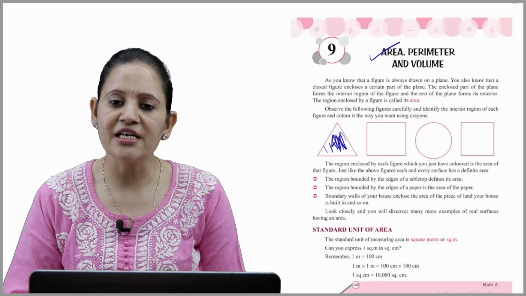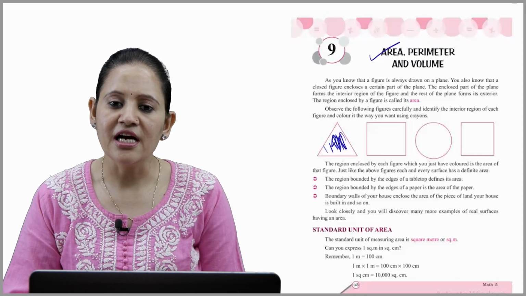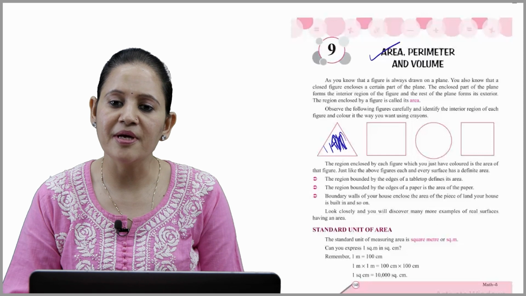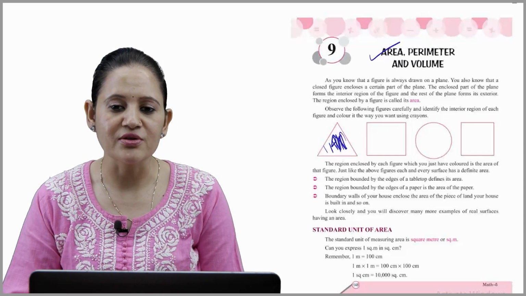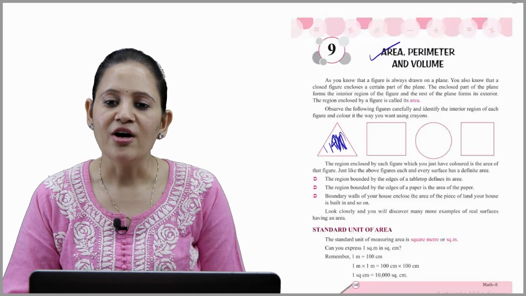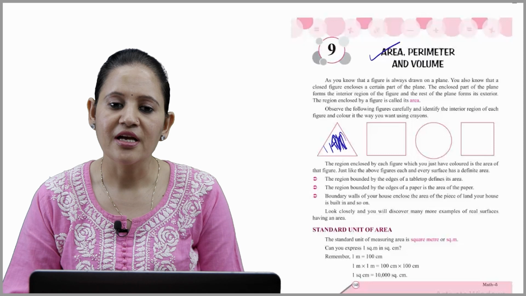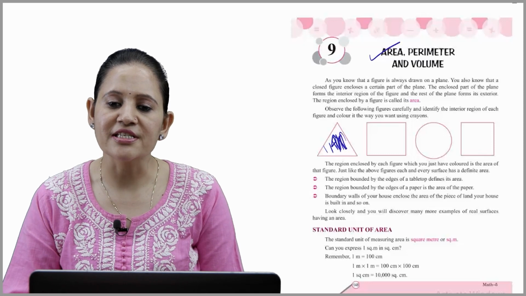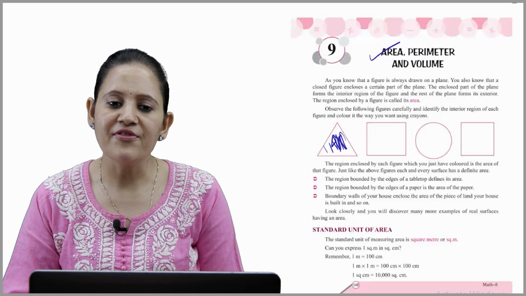Just like the above figure, each and every surface has a definite area. The region bounded by the edges of a tabletop defines its area. The region bounded by the edges of the paper is the area of the paper. The boundary walls of your house enclose the area of the piece of land your house is built on, and so on. Look closely and you will discover many more examples of real surfaces having an area.